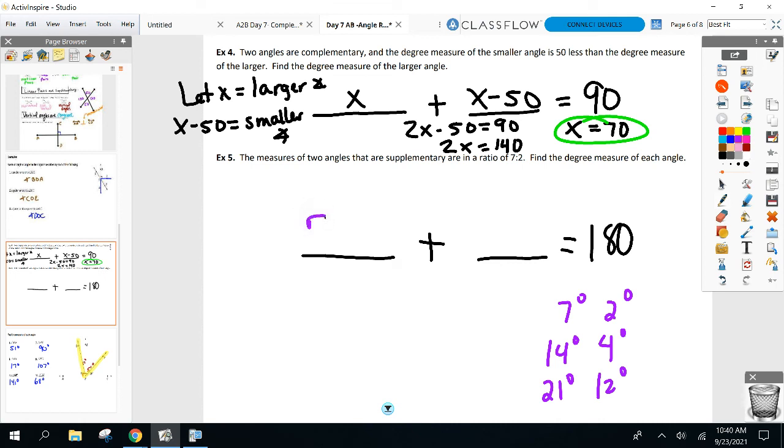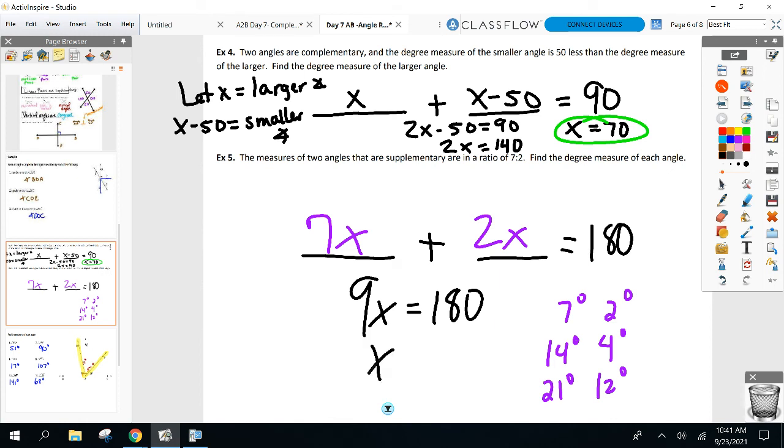So 7 to 2, ready? What do I have to multiply 7 and 2 by? There's your variable, x and x. Anytime I see numbers in a ratio in a word problem, I put x's with them before I put them in the equation. What do I need to multiply 7 by and 2 by to add them up to be 180 instead of guessing and checking? All right, finish it up. 9x equals 180.